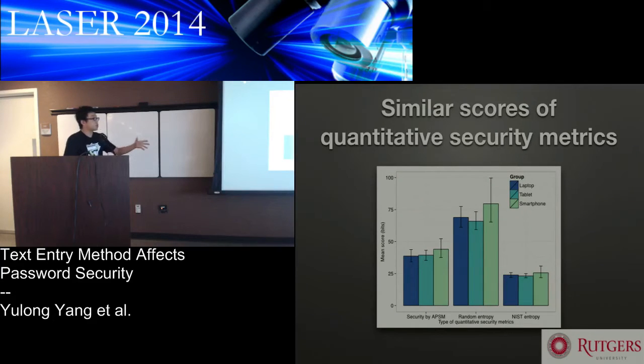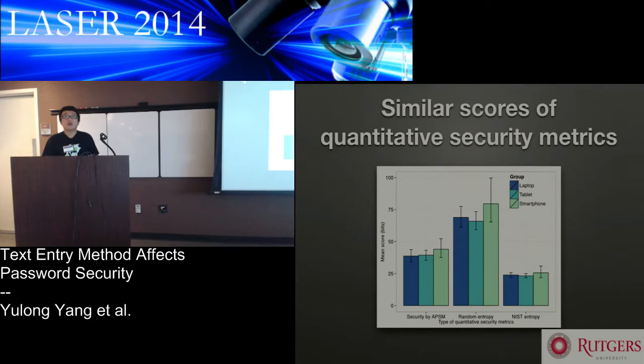Next, we computed the scores with our three different quantitative security metrics across groups, which is shown on the graph. Again, the bar indicates the mean of each group, and the whiskers indicate the 95% confidence interval. You could already see from the graph, and also, yes.